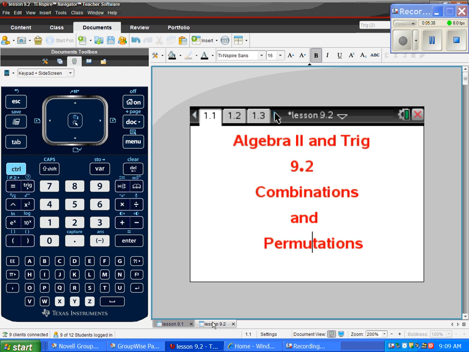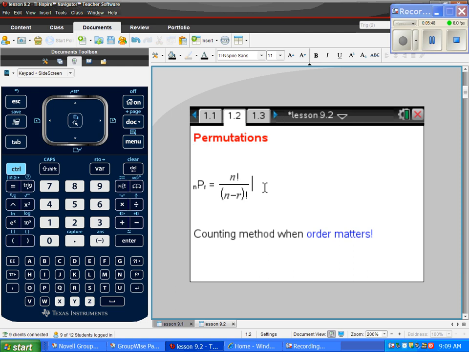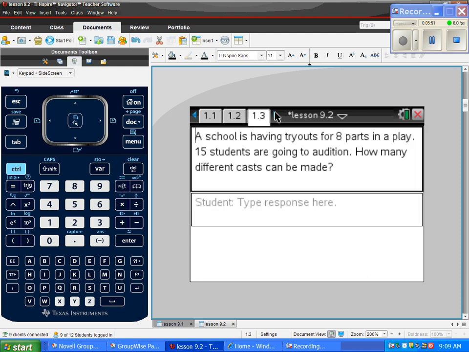Jump over to 9.2. And we got, remember, this is your formula. Order matters with permutations. Everybody give this one a shot. School's having tryouts for 8 parts in a play. 15 students are going to audition. How many different casts can be made? Remember, we jumped over to 9.2 now.